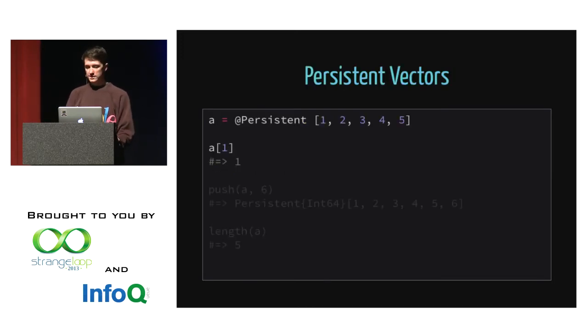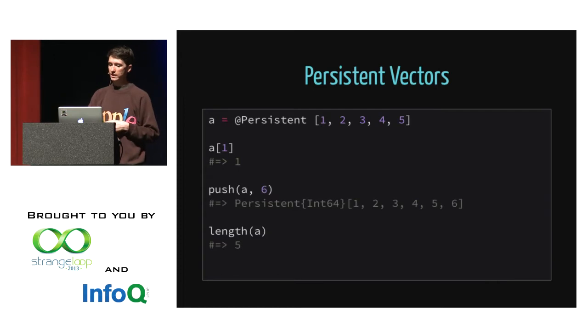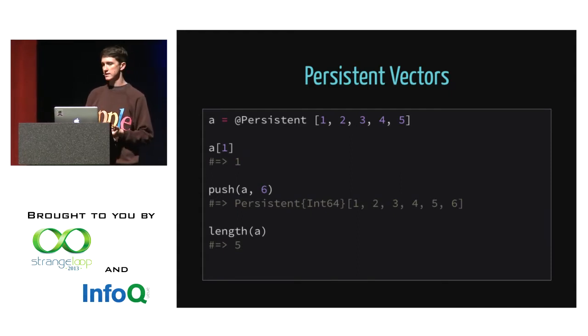Now what I want is something that's persistent. So what we're going to get pretty close to by the end of this talk is the ability to create a persistent vector. I should be able to query it the same way, but when I push something into it, instead of mutating the original one, I should simply get back a new one. And if I ask the length of the original A, notice that it's still 5.